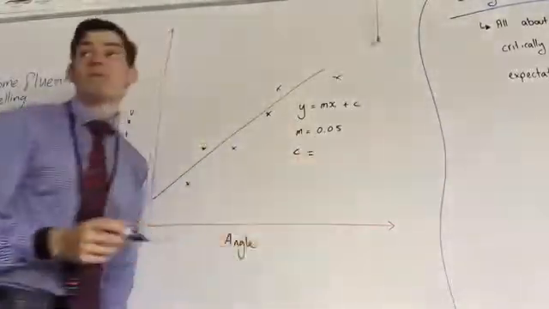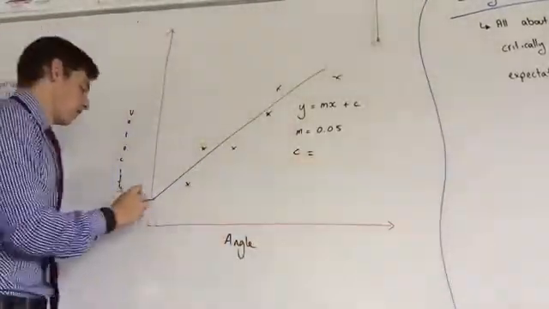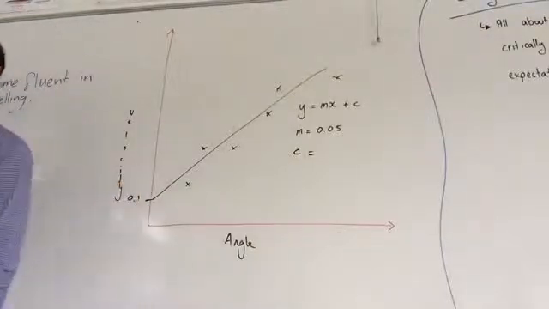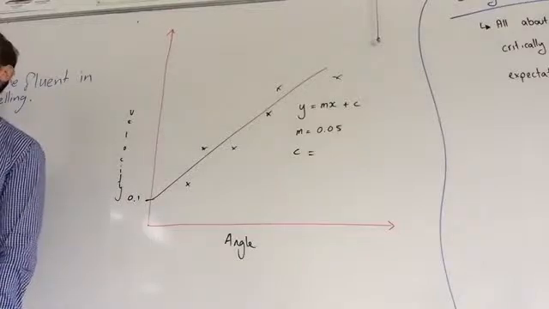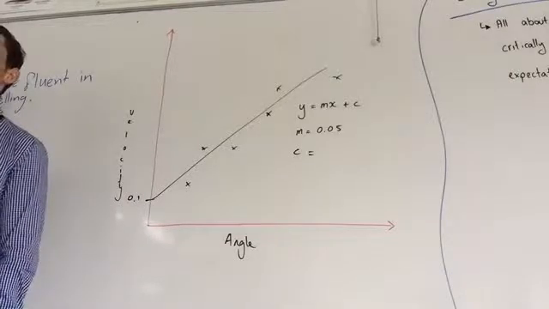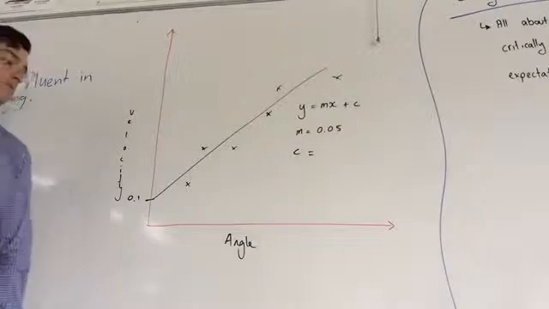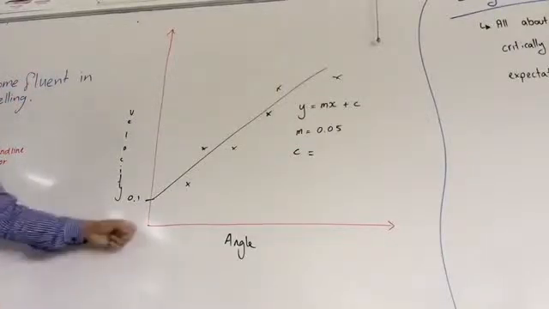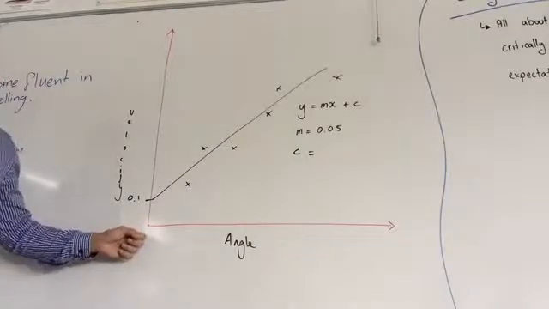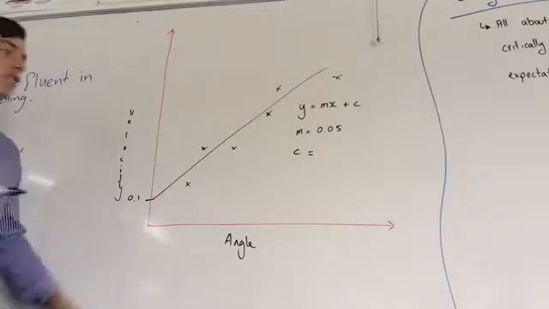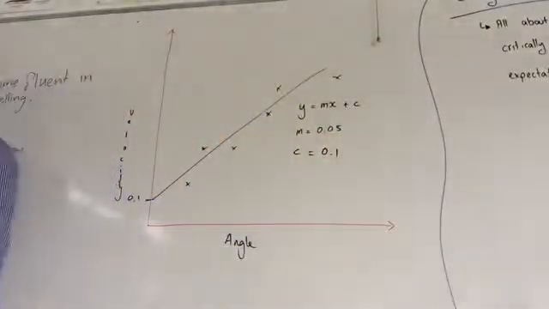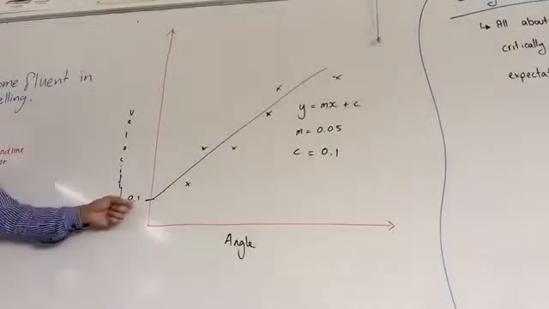What does the c tell me? Let's say this value here is 0.1. What's my c value say? What is a c value called? Y-intercept. And what does that tell me? Starting velocity. My starting velocity. So what my velocity would be at my angle equals 0. Okay. Can anyone think of an issue with my model right now? There shouldn't be any velocity at an angle of 0.